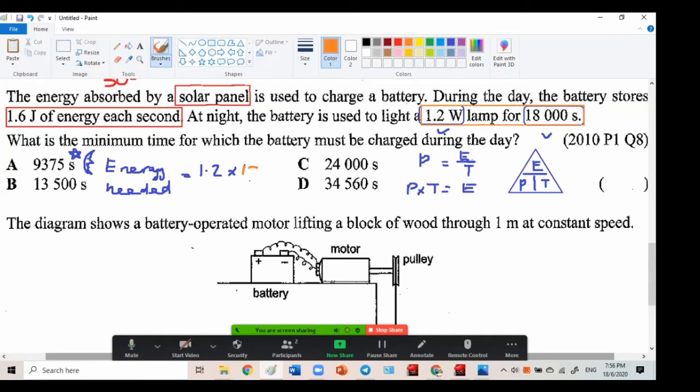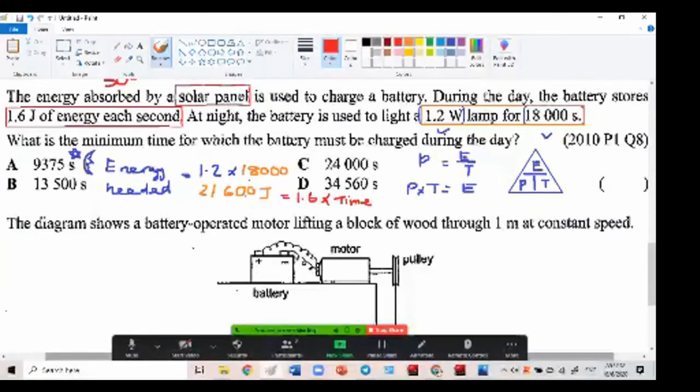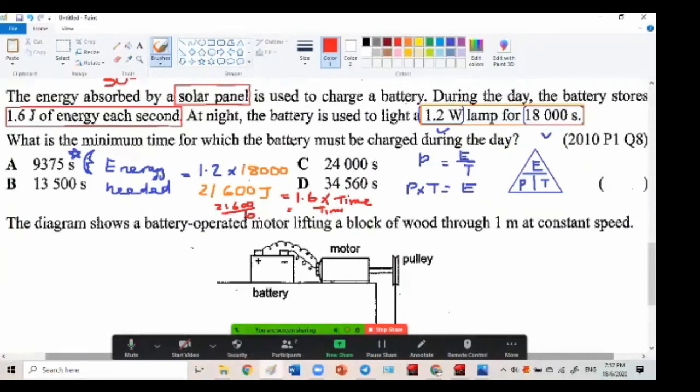So 21,600 joules is needed. But in the daytime, the red color one only charges 1.6 per second. So how many seconds do you need to charge? So this must be equal to 1.6 times the time, because every second is 1.6. So the time will be 21,600 divided by 1.6. Understand this now? Agree or not?